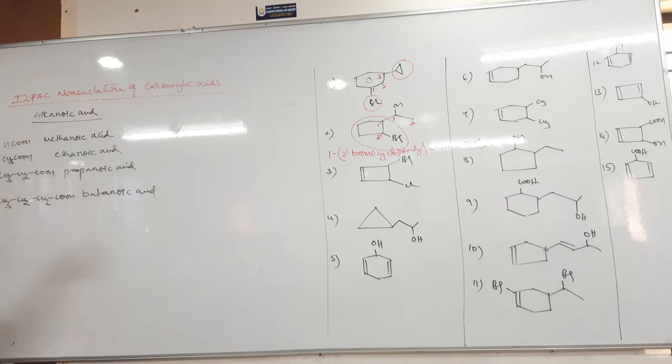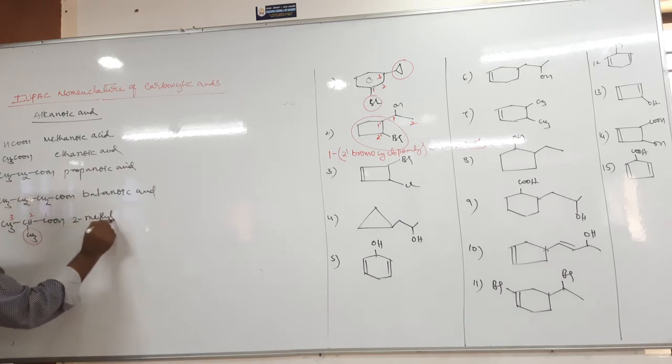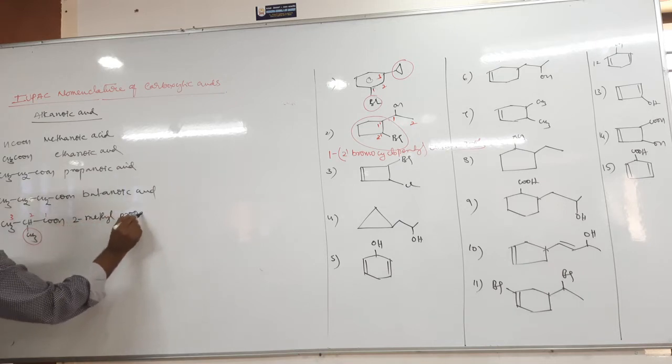If there is a substituent, for example CH3, CH, CH3, COOH, tell me the numbering. Carboxylic acid is the principal functional group, therefore 1, 2, 3. On the second carbon there is a methyl group, therefore it is 2-methyl. So 2-methylpropanoic acid.